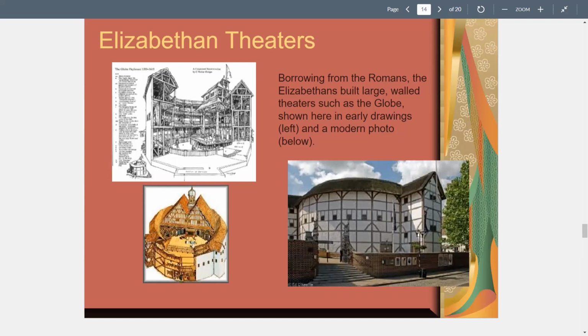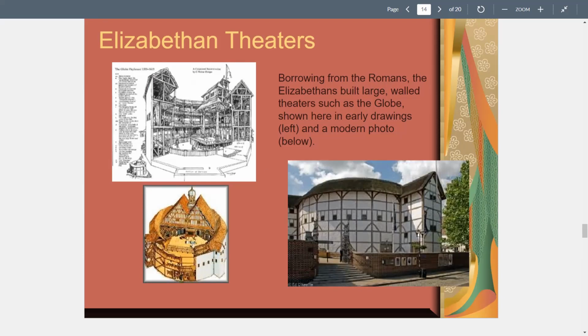Now, unfortunately, the Globe burned in 1666 during the Great Fire of London. It also had previously burned and was rebuilt. The one we have now in modern times on the River Thames is not the Globe that Shakespeare and his men performed in, but it is an accurate reconstruction based on the drawings of the Globe Theater.